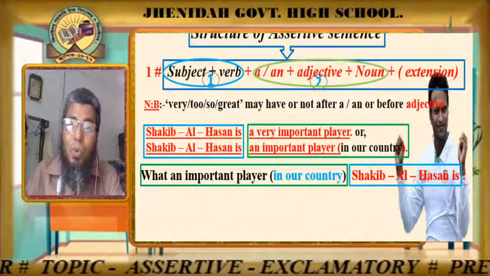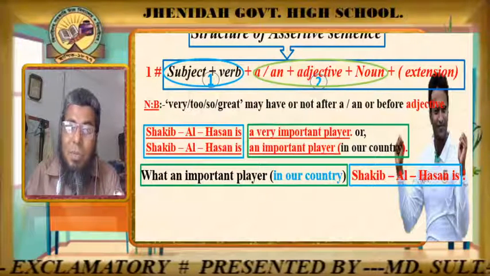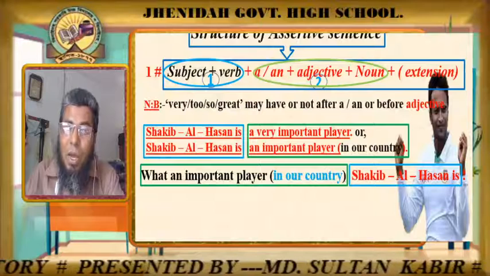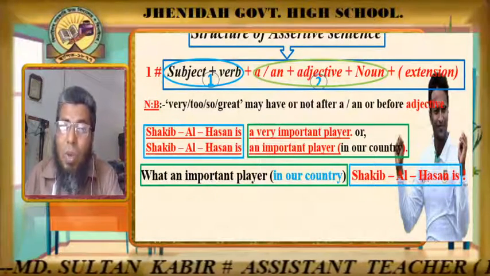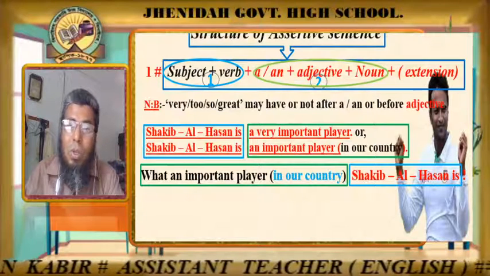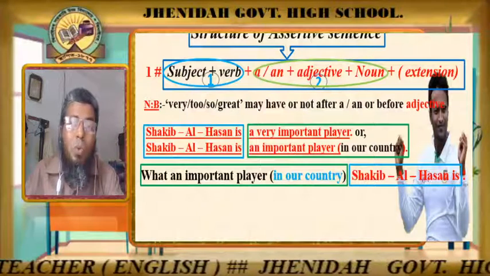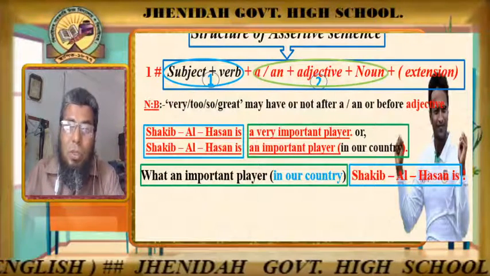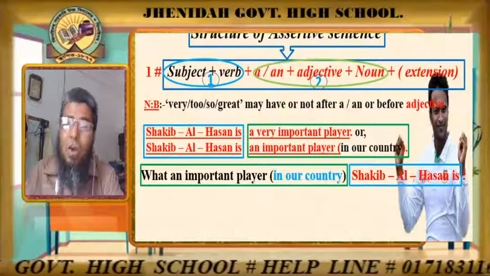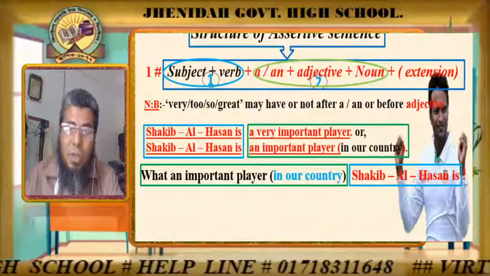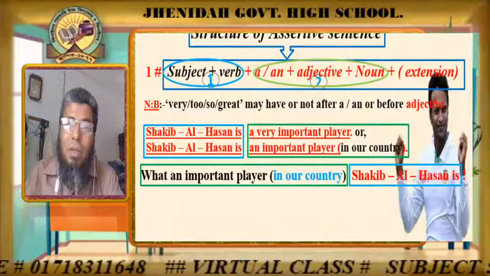অর্থাৎ সেন্টেন্সের প্রথম পার্ট যেটা ছিল, সাকিব আল হাসান ইজ, দ্যাট মিনস সাবজেক্ট প্লাস ভার্ব, এই অংশটা আমরা পরে লিখেছি। আর প্রথম অংশ আমরা লিখেছি হোয়াট অ্যান ইম্পর্টেন্ট প্লেয়ার। Okay, there is a question here. Why do we use what here? So there is a reason here. If there is any a or an in an assertive sentence, we should use what at the beginning of the exclamatory sentence.